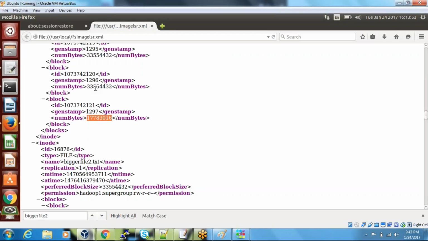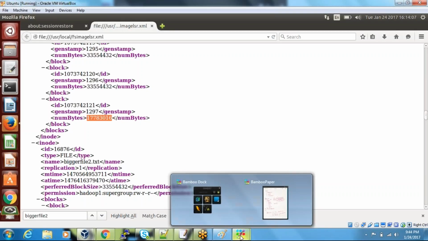That space can be utilized for other purposes. So other data or other blocks can be loaded into that. Clear, guys, about data node and name node? Any other doubts?